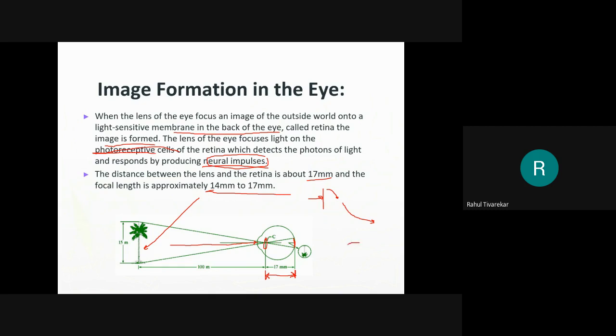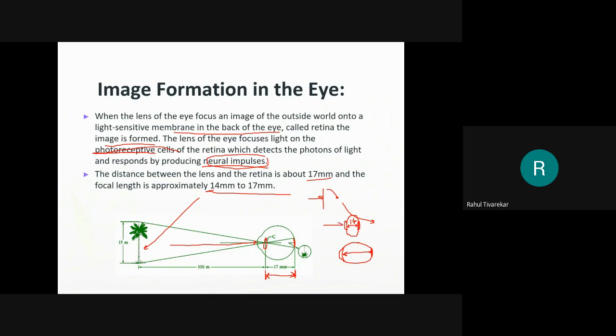So in some scenes, what will happen? Suppose this is your eye. In some scenarios, the distance between this point and this point will be farther, and in some scenarios, you can imagine as if this is your eye, the distance between the lens and the retina is reduced. When it is reduced, minimum it can become up to 14 millimeter. So the image will be exactly formed here, and when it is more, it can be up to 17 millimeter. The image will be formed here. So a clear image will be formed. I'm saying a clear image will be formed.